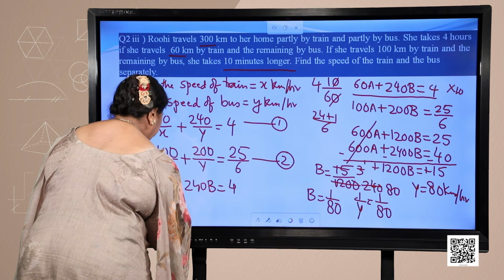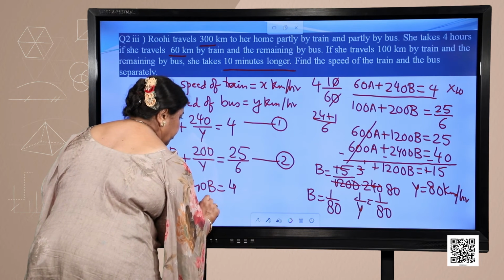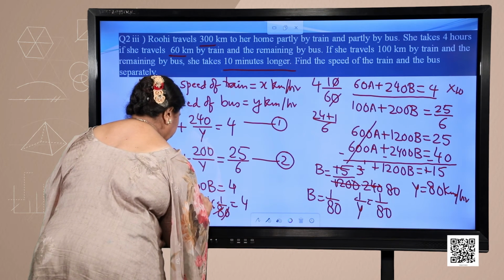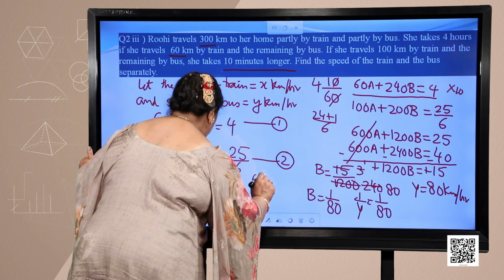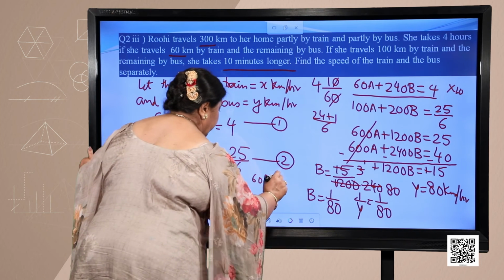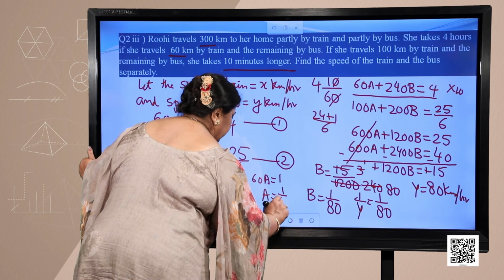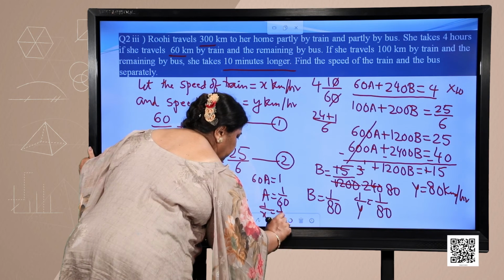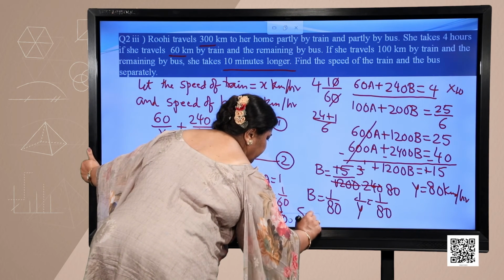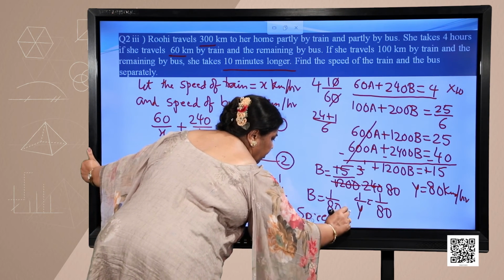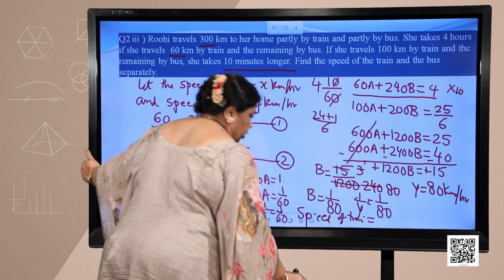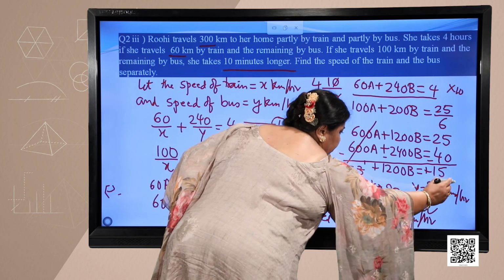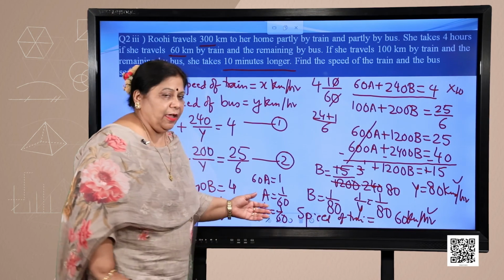So, what is the value of b? It is 60a plus 240 into 1 upon 80 is equal to 4. Yes. So, 60a is equal to what, 4 minus 3? 1. So, a is equal to 1 upon 60. So, what was a? We had taken it as 1 upon x. So, speed of train is how much? 60. Speed of train is 60 kilometers per hour and speed of bus is 80 kilometers per hour. I hope it is clear.